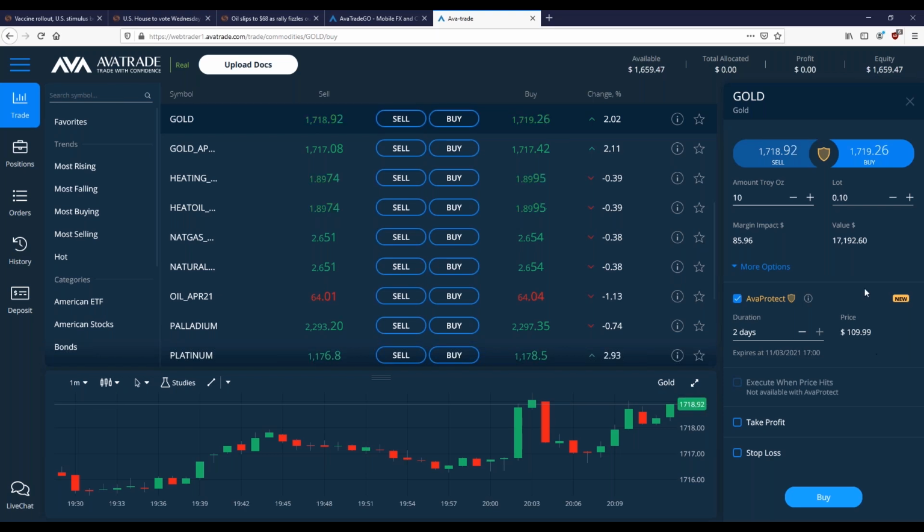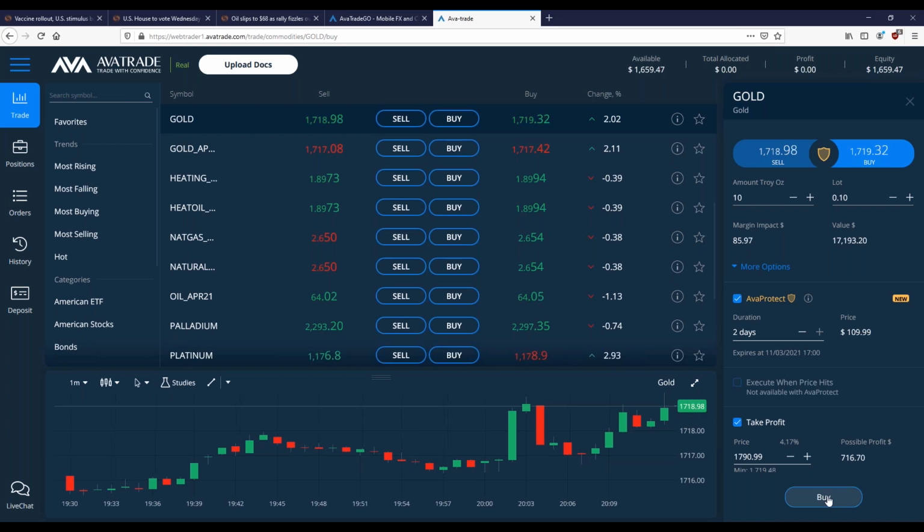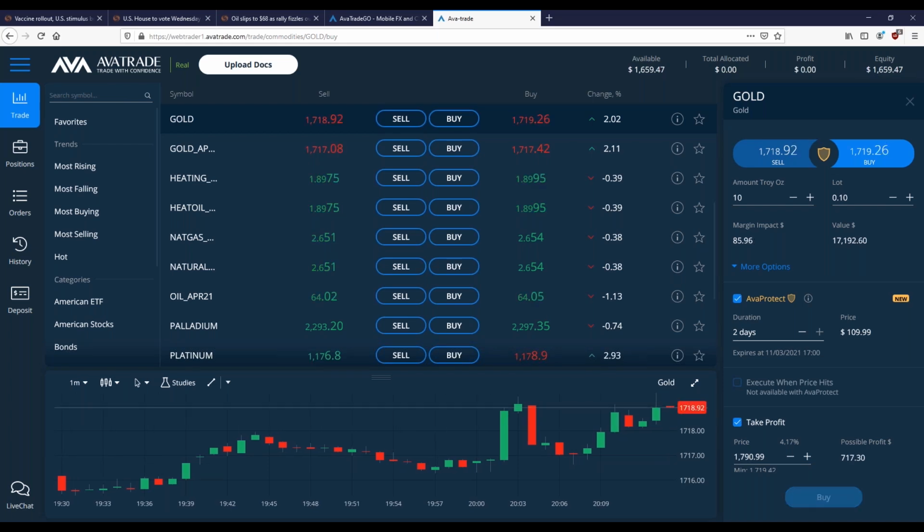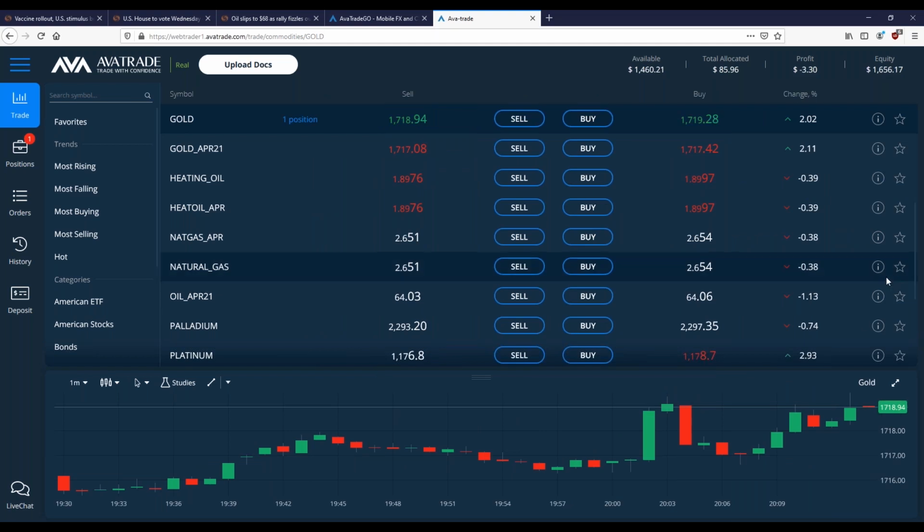Okay, so as a simulation, let's say I also put a take profit maybe up at, I don't know, 1790. Okay, 1790 or so. And I decide, okay, I'm going to buy on that. So what happens? Immediately, 109 just came out of my balance, right? 109, because that's my premium cost. Whether I win or lose, I paid a premium.